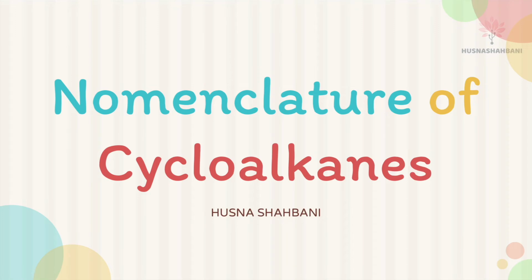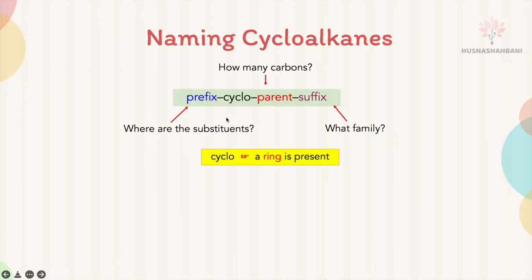Nomenclature of cycloalkanes. In naming cycloalkanes, it's almost the same as naming the straight-chain alkane. In the middle, you have the parent. At the end, the suffix tells what family. In cycloalkane, your suffix is "ane", and the prefix at the front gives the position of the substituent, or how many substituents. Before the parent you add the word cyclo. Cyclo means a ring is present in that alkane.